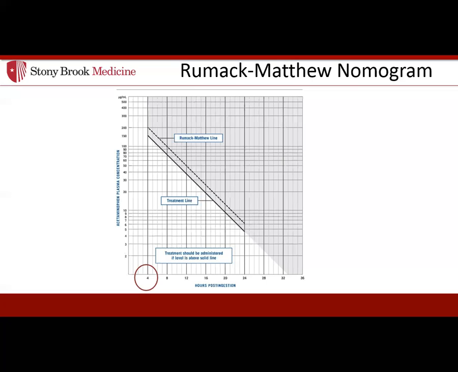So it's recommended to obtain a level and then treat the value if it falls above this treatment line. So essentially you would consider the worst case scenario: what is the earliest time the patient could have taken it, and kind of assume the worst. Basically, if you plot the concentration and the time and it's above this line, you would treat and give the antidote, N-acetylcysteine.